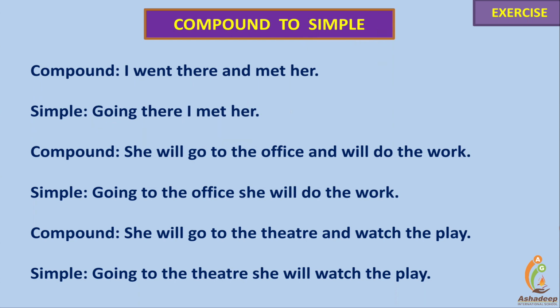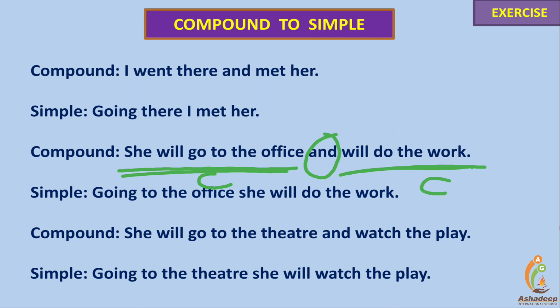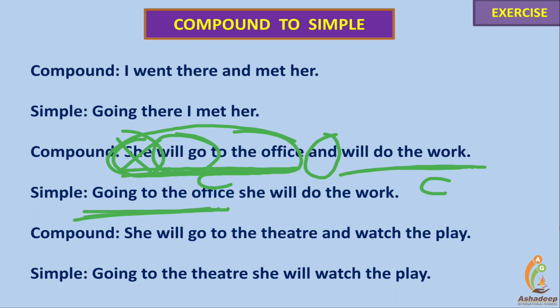Next, she'll go to the office and she'll do the work. Clause: she will go, verb, it's a clause. And coordinating conjunction and, she'll do the work. Two clauses. Now the first clause will be converted into a phrase, removing the subject. We will remove the subject, and the verb will be converted into participle form. Going to the office, she'll do the work.